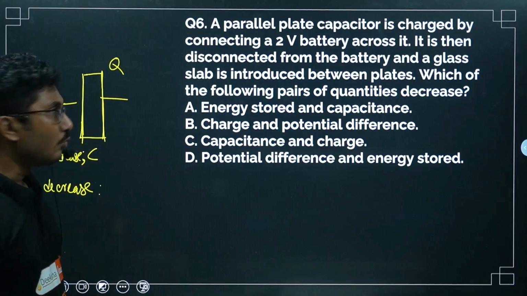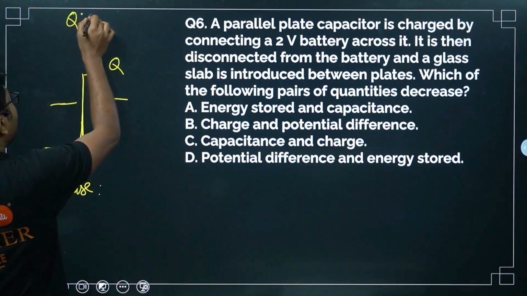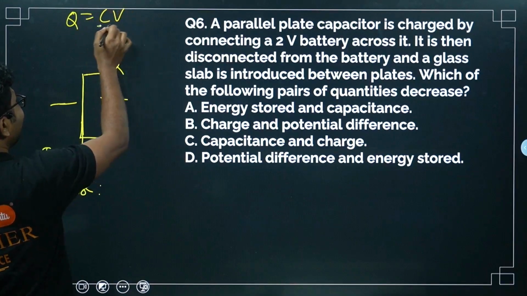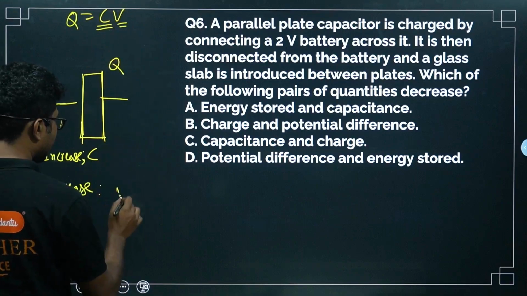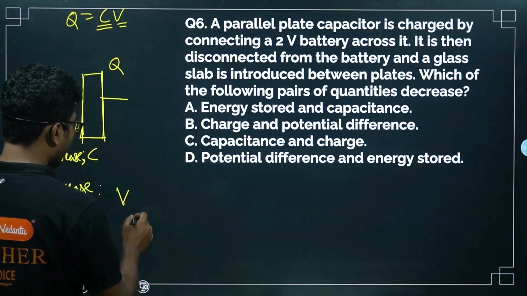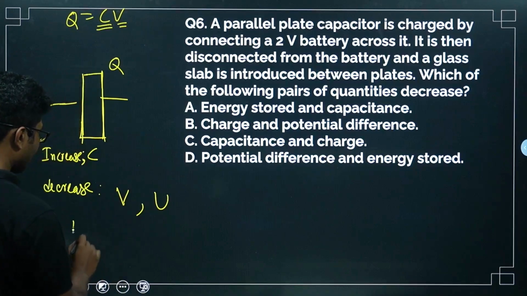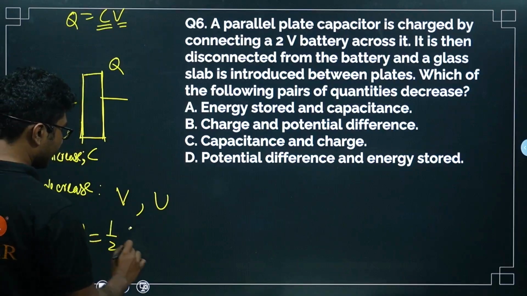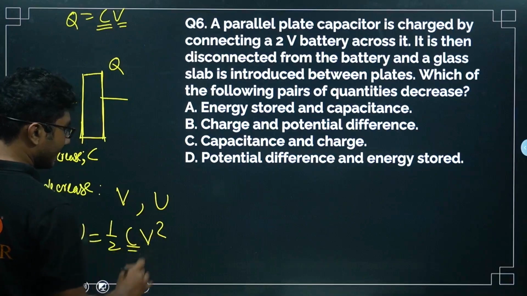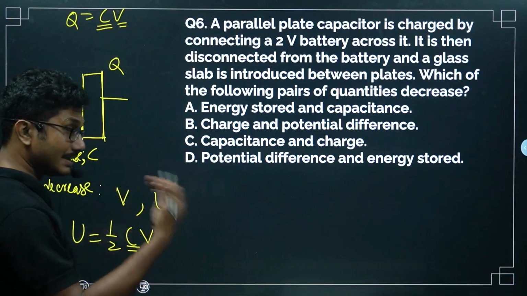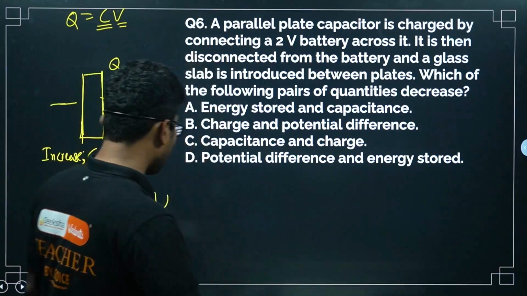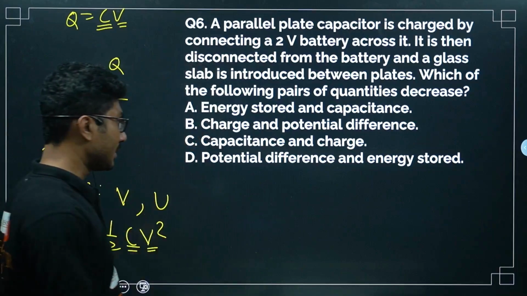Charge is the same. We know that Q equals CV, right? So if C is increasing, V has to decrease. V is decreasing. What else will decrease? Potential energy stored in the capacitor will decrease because potential energy is half CV square. So even though C is increasing, V is decreasing, and V is squared. So that's why potential energy is decreasing.